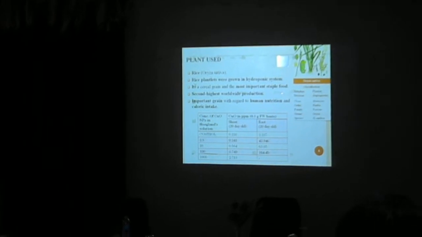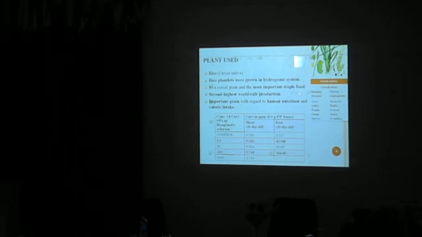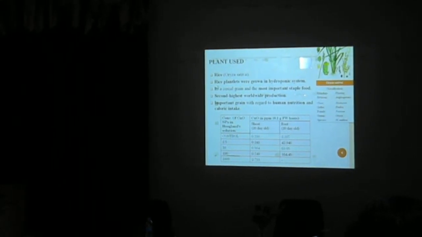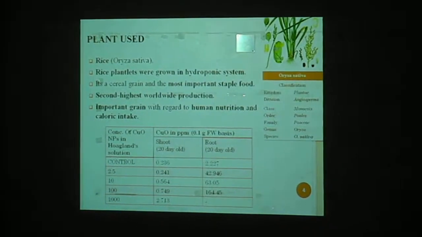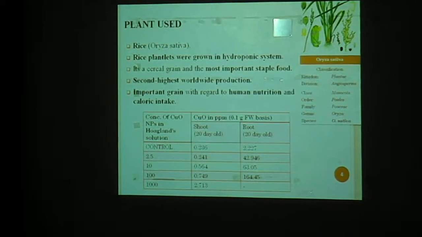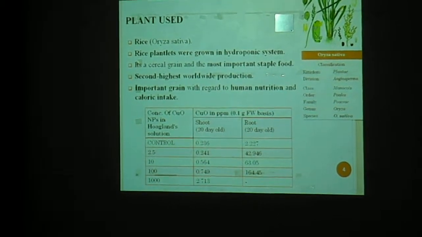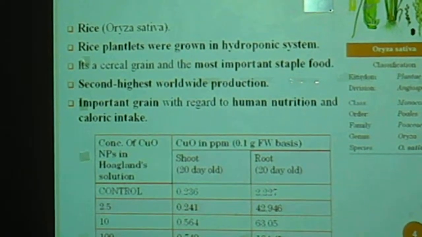Why rice? Because as we have heard in the previous two lectures, it's the cereal grain and the most important food and the second highest worldwide production after maize. So here we have seen that the tabular column shows the AS values, that is quantification of nanoparticles inside the plants, copper oxide nanoparticles. We treated these plants for a period of 20 days, and we analyzed the root and shoot tissues on the basis of 0.1 gram fresh weight, and we have seen that the amount of nanoparticles increases considerably in the shoot as well as the root.